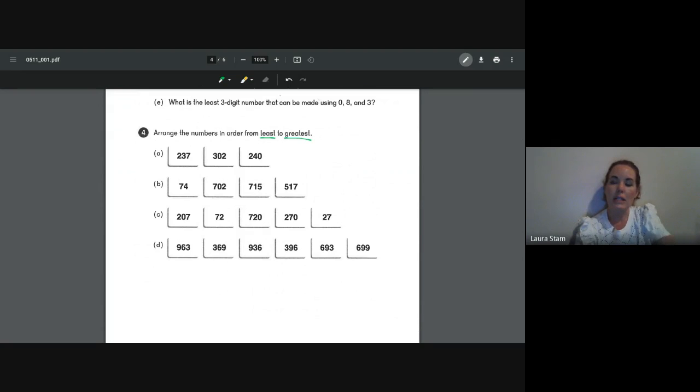Okay, so let's do this together. This wants us to arrange the numbers in order from least to greatest. And let's talk about this vocabulary really quick. Least is similar to the word less, and greatest is similar to the word greater. And the reason their endings change is because you're comparing more than 2 numbers.